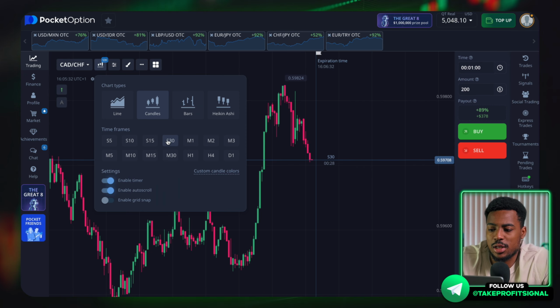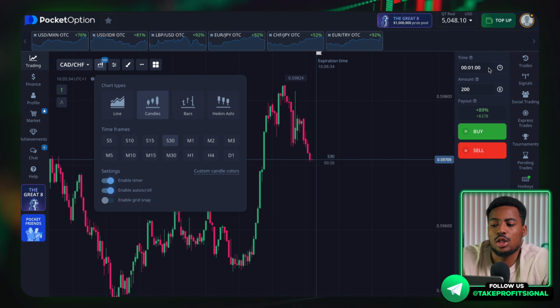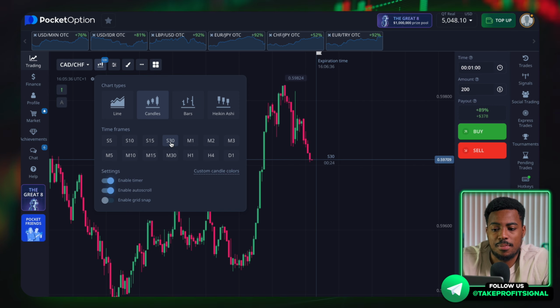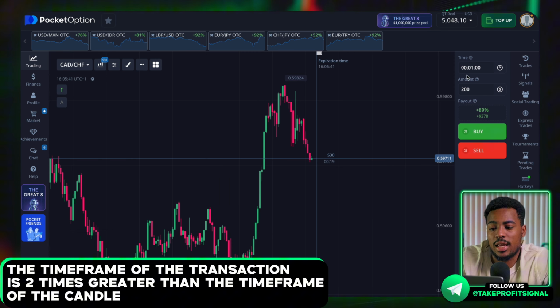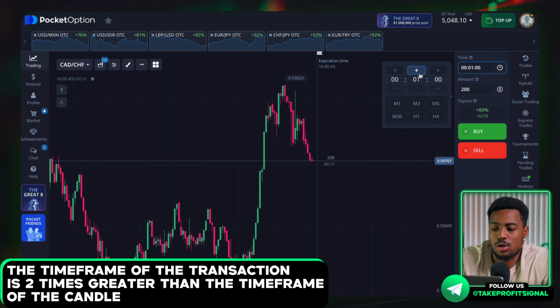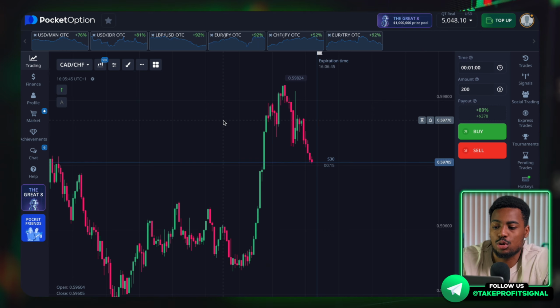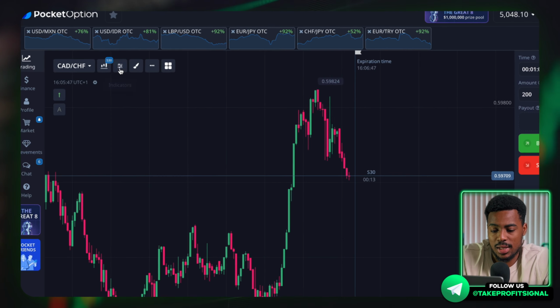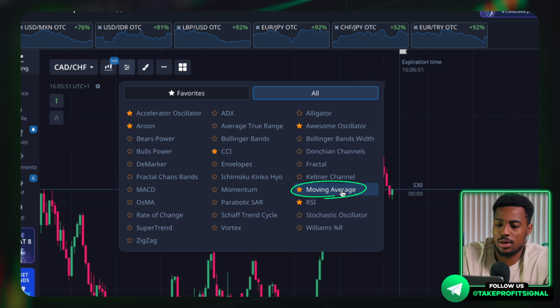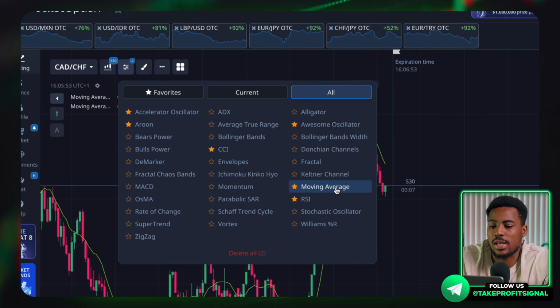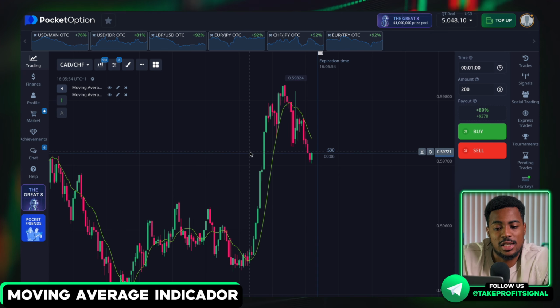The main rule here is that the time frame of your trade should be two times more than the time frame of your candlestick. So if you have an M5 time frame on your chart, this means that you should have a 10 minute trade. Take this into account. Next, we go to the indicators section and click 2 times on the moving average indicator.